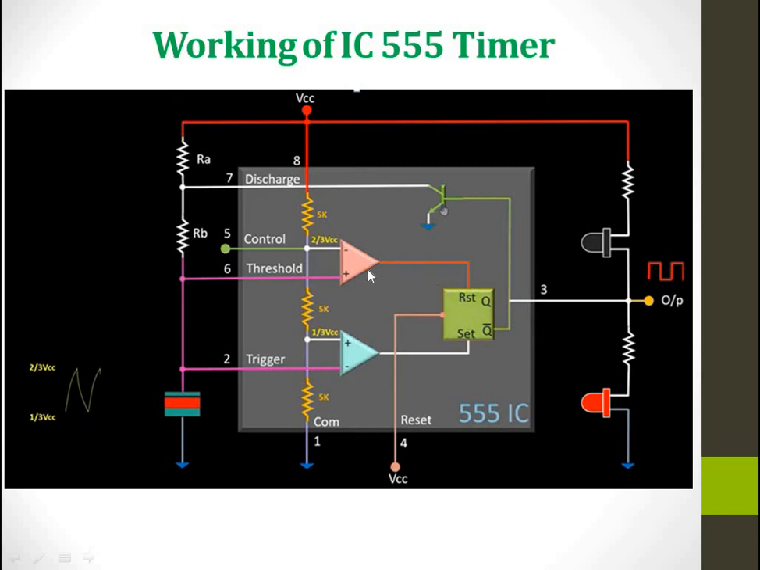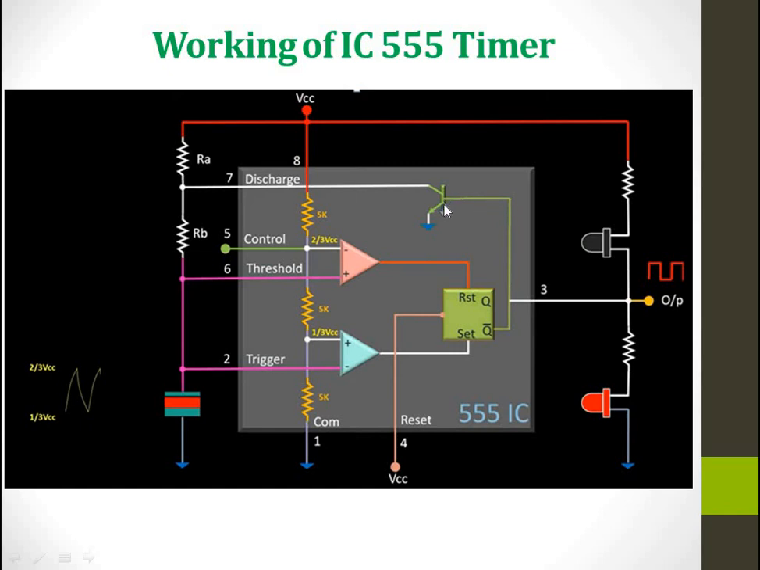So I'll repeat again. When will the first comparator be on? If the threshold voltage is greater than this 2 by 3 VCC drop at this point, this will be on, so it resets the flip-flop. So Q bar will be 1. Q bar is 1, so the output will be switched on. The output will be high, right? So at this time, what is happening? If the Q bar is high, then it is connected to this transistor.